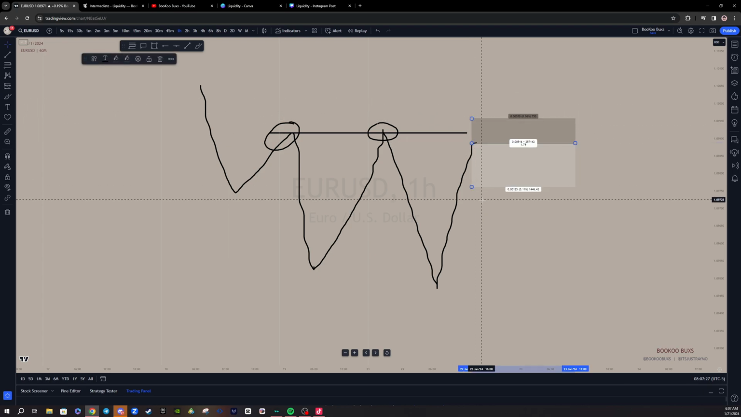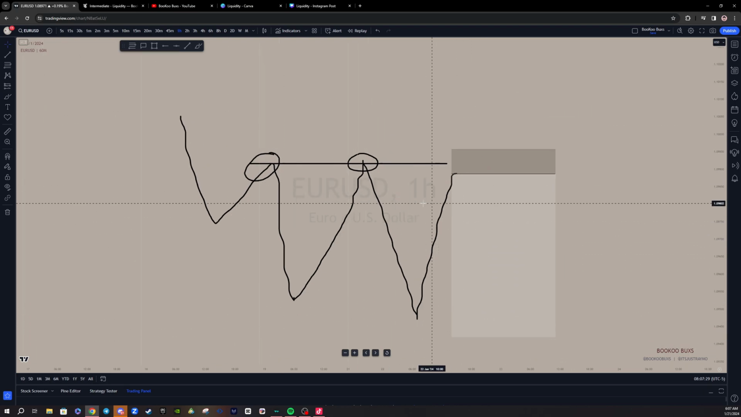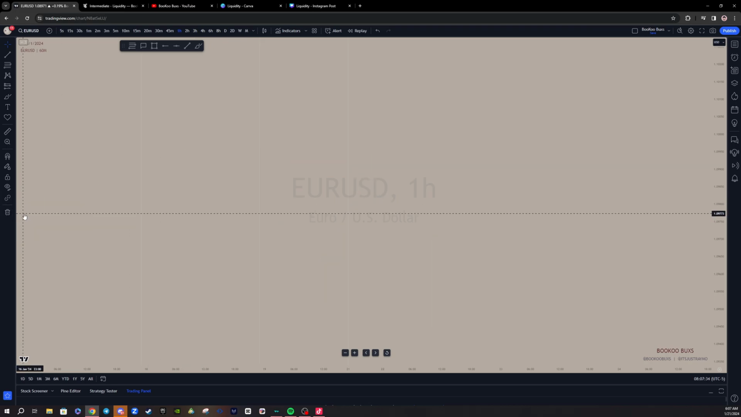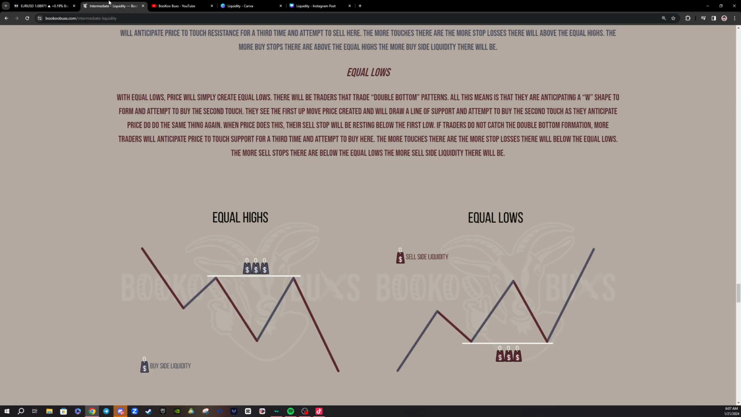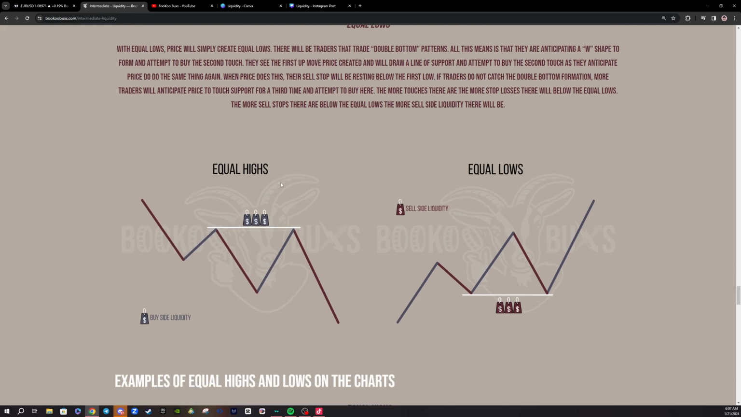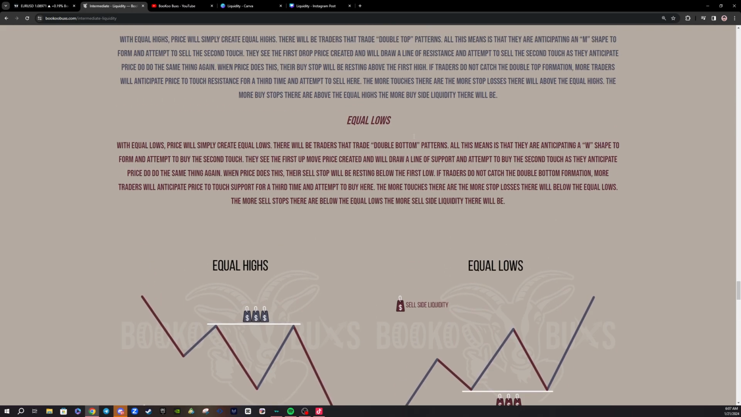So seeing equal highs is a form of liquidity. The more touches the equal high has, or the more equal highs there are in an area, the more liquidity there will be, because the easier it is to see, the more traders that are willing to take sells there. And the more traders that are willing to take sells there, the more stop losses there are resting above. Equal lows are the same.